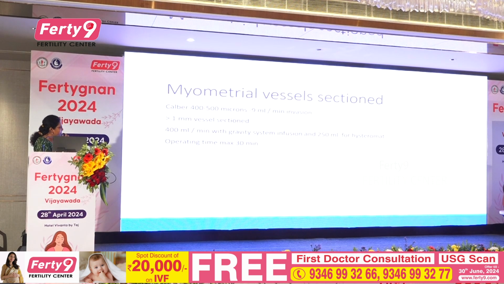And how about the myometrial vessels section? It has been documented that when the myometrial vessels are around 400 to 500 microns, per minute of invasion, 9 ml of your fluid is going to go into the plasma. And if it is a vessel section greater than 1 millimeter, around 400 ml per minute with gravity system infusion and 250 ml per minute for Histromat. And never exceed your operating time maximum of 30 minutes.